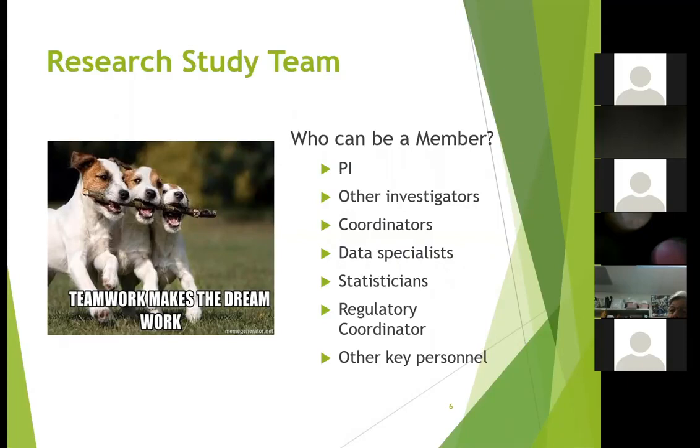We have the PI, other investigators that are identified, coordinators, data managers or specialists, our statistics team, regulatory personnel, others that may assist us when conducting our study. Those are different people that could be a member of the team. Not all studies have all of those people on their team. So everything is individualized per the particular study that you are conducting.